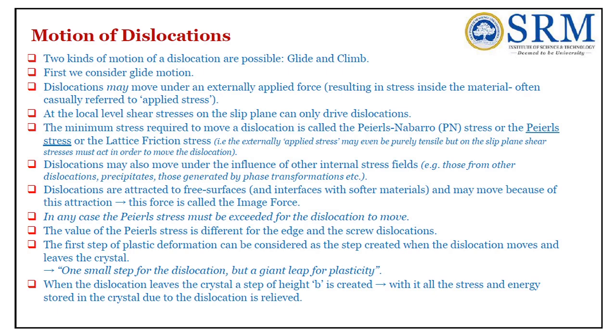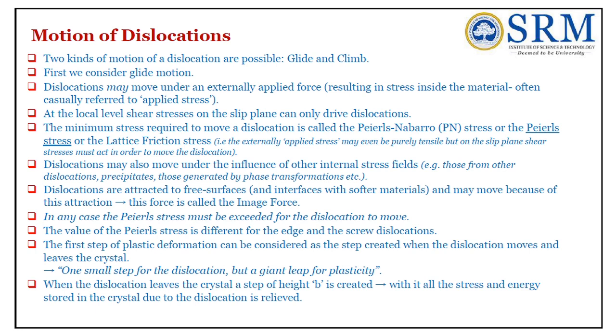Now, for the motion of dislocations, two types of motion of a dislocation are possible: dislocation glide and climb. This topic is very important. First we consider the glide motion. A dislocation may move under an externally applied force, resulting in stress inside the material, often called an applied stress. At the local level, only shear stress on the slip plane can drive a dislocation.